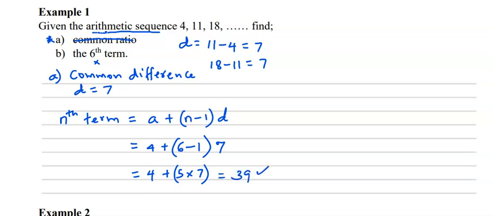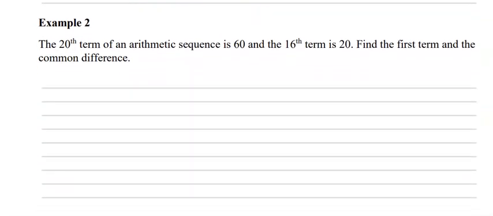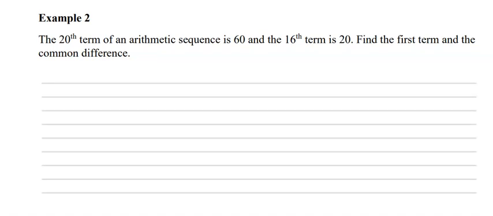So that is our answer. Remember, in part A we're supposed to find the common difference, not the common ratio, and in part B we're supposed to find the sixth term. Let's do one more example before we make our video too long, to enable people to follow through.